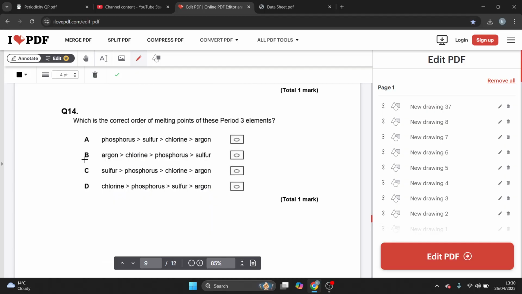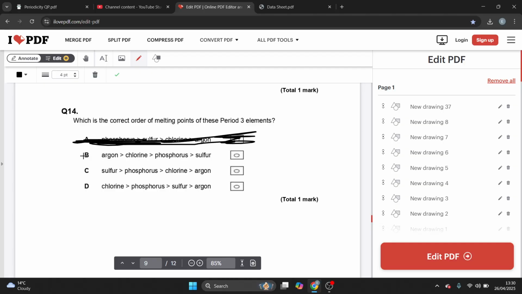Which is the correct order of melting points of these period 3 elements? Phosphorus, sulfur, chlorine, argon. Definitely not. So correct order, meaning it's increasing. Wait, that's a bit tricky now. Let's go through it again. Sulfur has a higher melting point than phosphorus. Yes, sulfur has a higher melting point. No, phosphorus has a higher melting point than sulfur. No, that's not true.